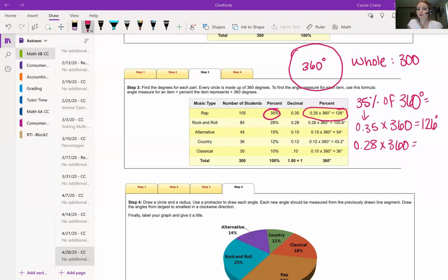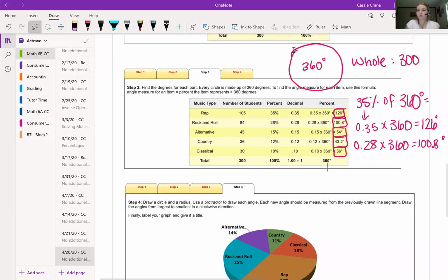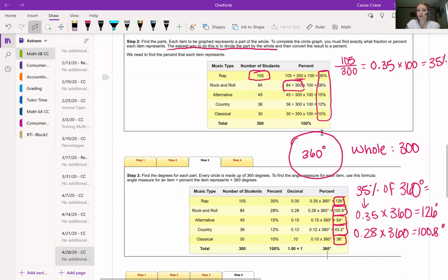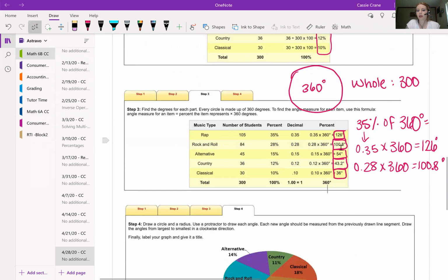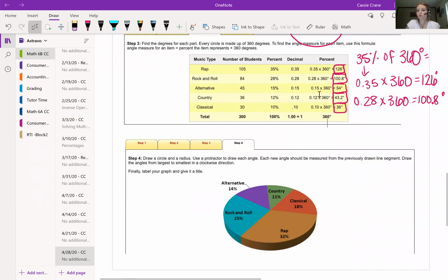So when we do that, we get 100.8 degrees. And that's what they've done for all of them. So they just worked their way through each genre and found the degree measure of each sector of that genre for the circle. And just like when we did up here, we added our percentages and made sure they were 100%. This time we add our degrees and make sure that they equal 360 degrees, since that's the total of our circle.